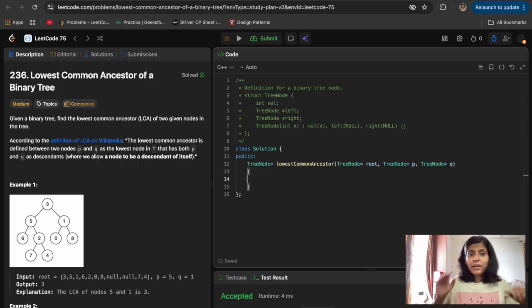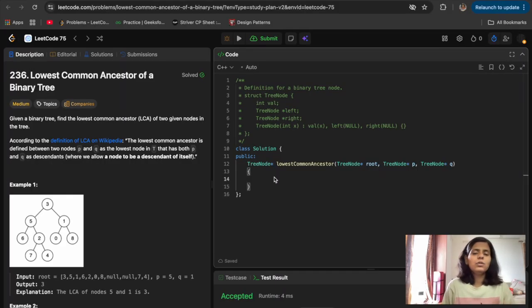The question is lowest common ancestor of a binary tree. Given a binary tree, find the lowest common ancestor of two given nodes in the tree. We are given two nodes, we need to find their common ancestor, and that should be the lowest. What does lowest mean here? The highest you can take is the root, because the root is everyone's ancestor.